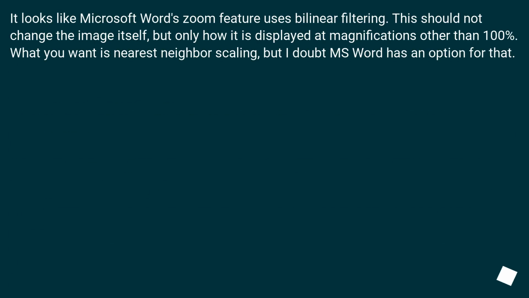It looks like Microsoft Word Zoom feature uses bilinear filtering. This should not change the image itself, but only how it is displayed at magnifications other than 100%. What you want is nearest neighbor scaling, but I doubt MS Word has an option for that.